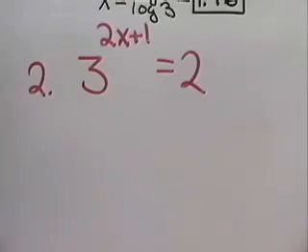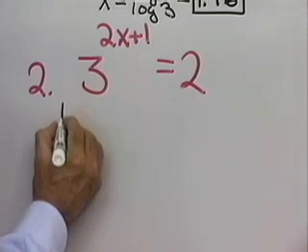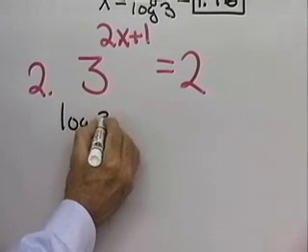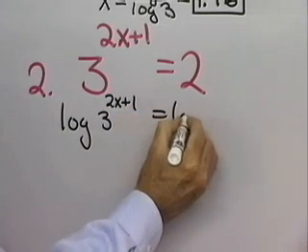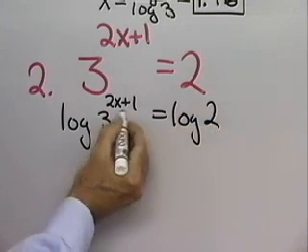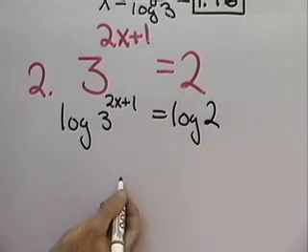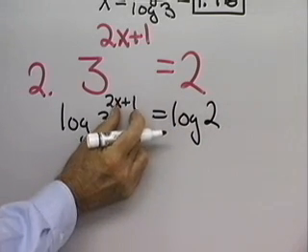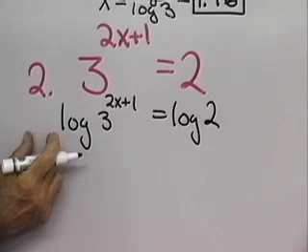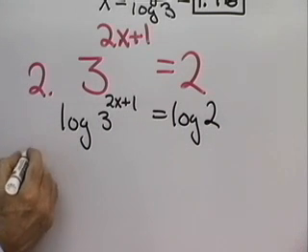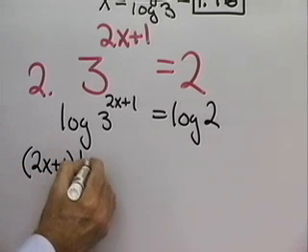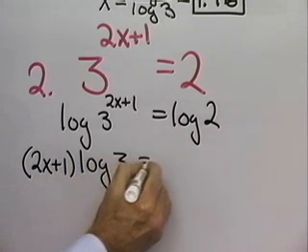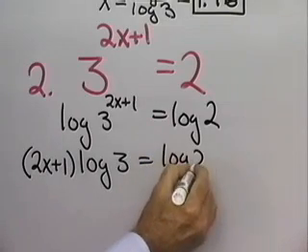Here's another one. 3 to the 2x plus 1 is equal to 2. I'll do the same thing and take log base 10 of both sides. So log base 10 of 3 to the 2x plus 1, log base 10 of 2. I'm going to take this whole exponent right here and move it out as a coefficient using property 3 for logarithms. So I have 2x plus 1 times the log of 3 is equal to the log of 2.